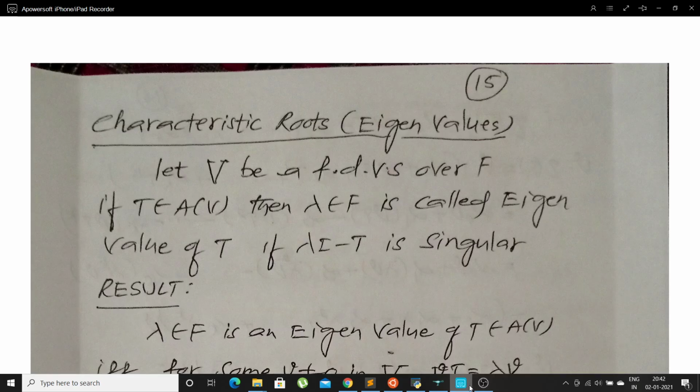Hello, my dear students. Let me continue the computational linear algebra. The characteristic roots, we call them the eigenvalues.